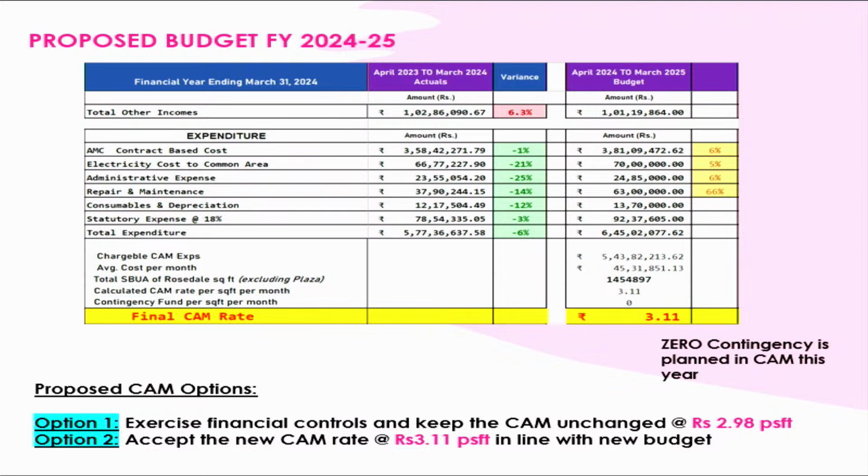The suggestion is that henceforth we can have another column giving a brief explanatory note, especially where there are major deviations. For example, the repairs and maintenance. Why this huge jump from the actuals by about 26 lakhs? That will prevent a lot of questions coming. People will be informed before.